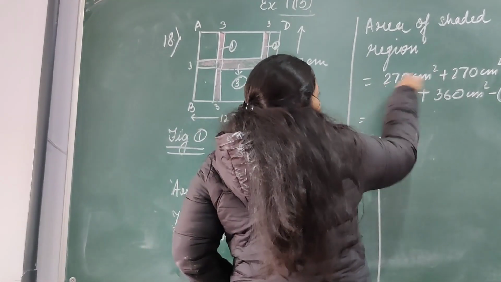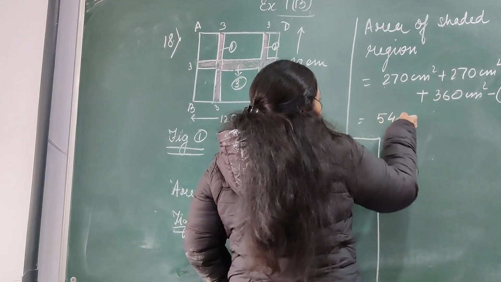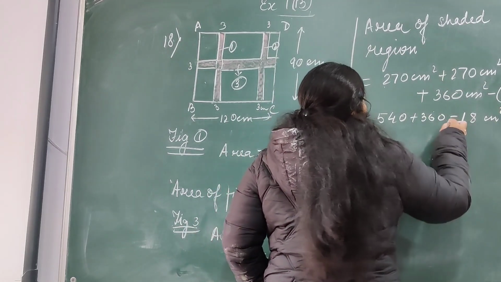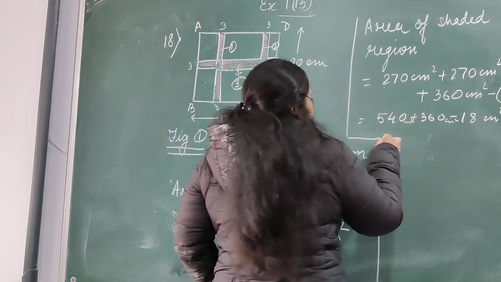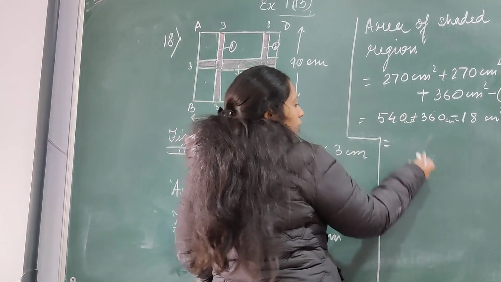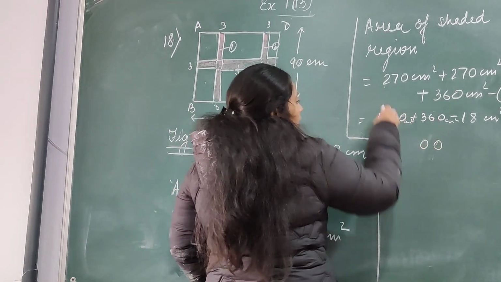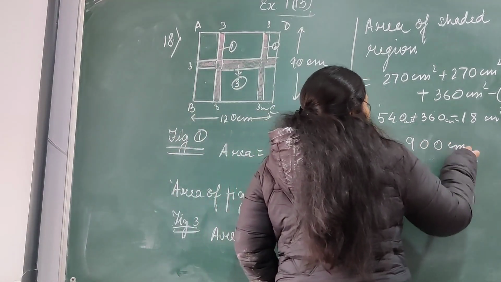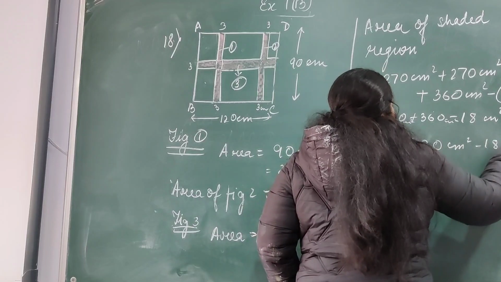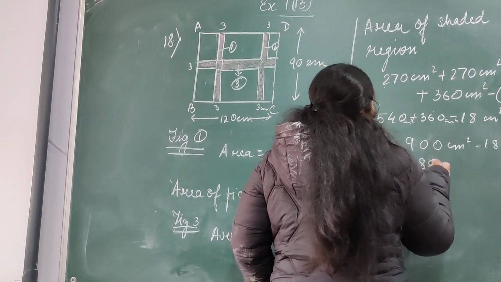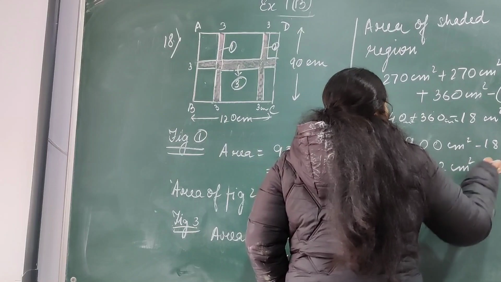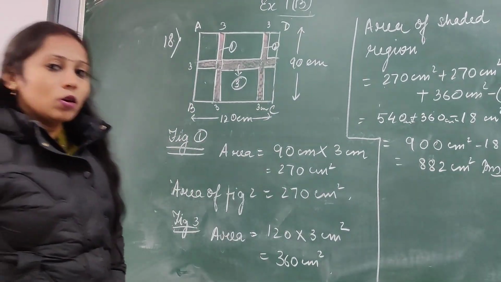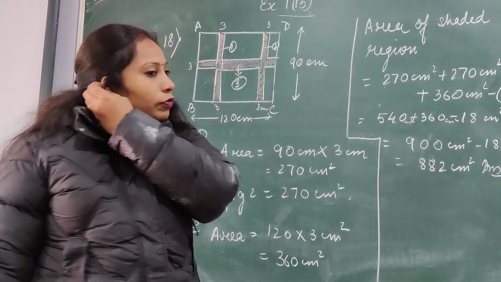Let's add now 270 plus 270, 540, plus 360, minus 18. This is all centimeter square. Remember. Let's solve now. 540 plus 360, 6 plus 4, 10, carry 1, 5 plus 3, 8 plus 1, 9. 900 centimeter square minus 18 centimeter square will give you 882 centimeter square, and this is the area of the shaded region. I hope the question is clear to all of you.